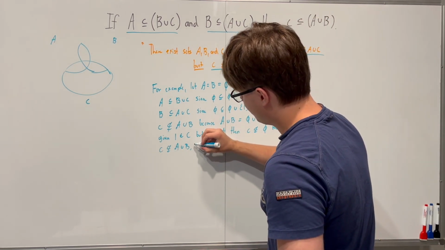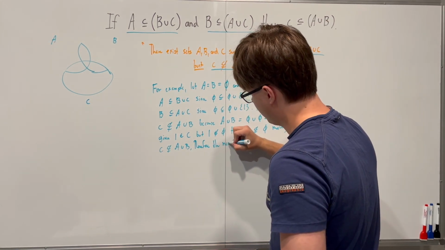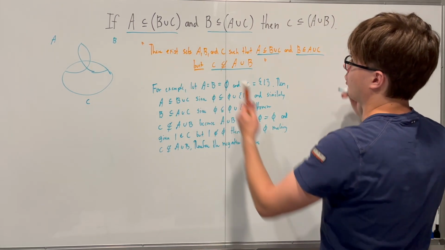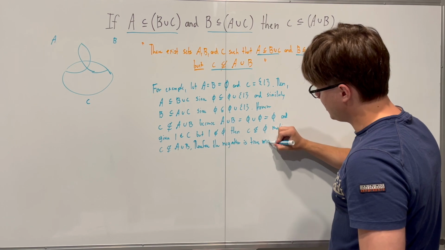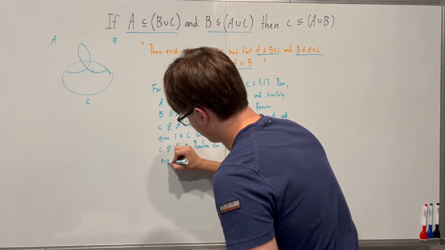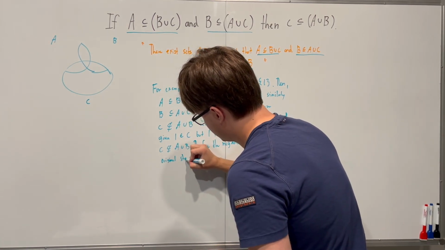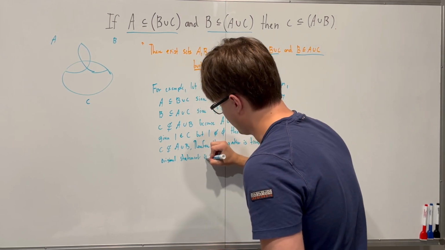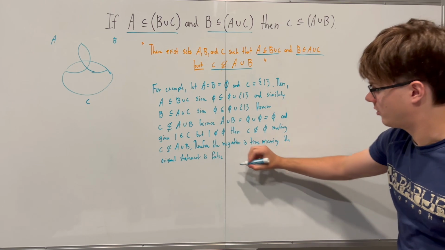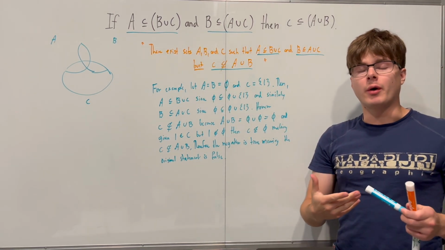We can then say, therefore, the negation is true. That's our orange statement, meaning the original statement is false. I think that's readable for the most part. So there we go. We've proven that this statement is not in fact going to be true.